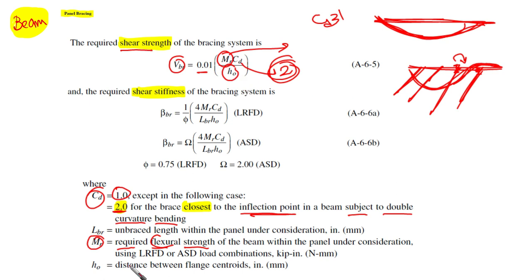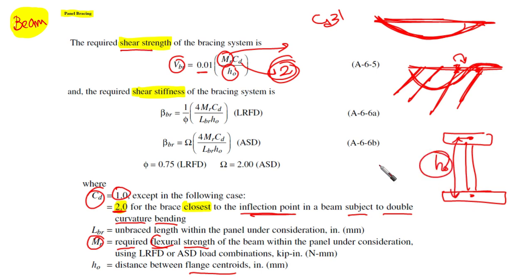h0 is the distance between flange centroids. So if this is the beam, this is h0, the distance between flange centroids. And for the shear stiffness, we need beta BR, which is 1 over phi times 4 MR CD over LBR h0. The same as we have mentioned, only LBR is the unbraced length within the panel under consideration. This is beta BR. Take care, we are talking about 4 here.